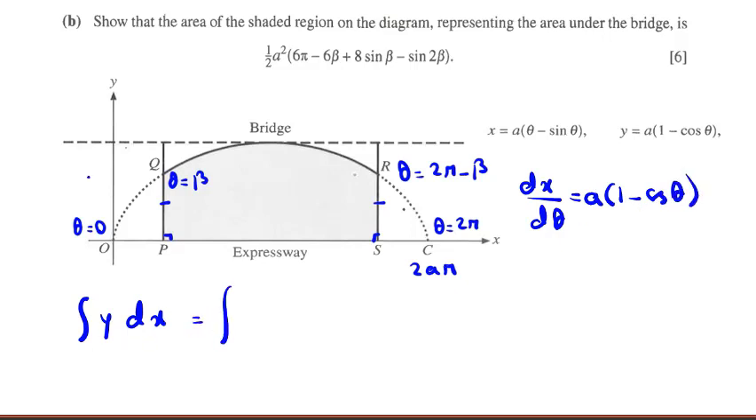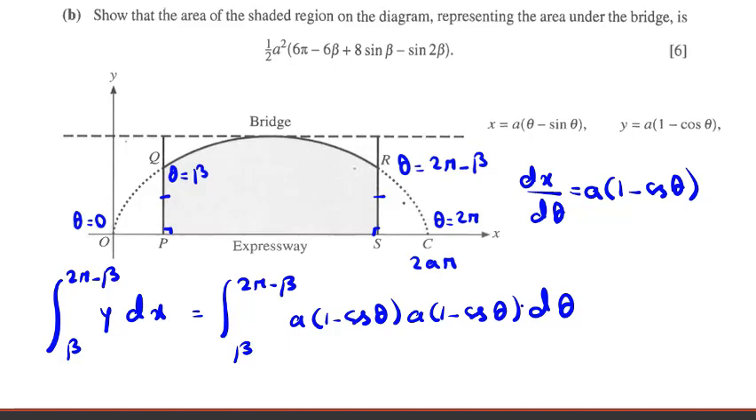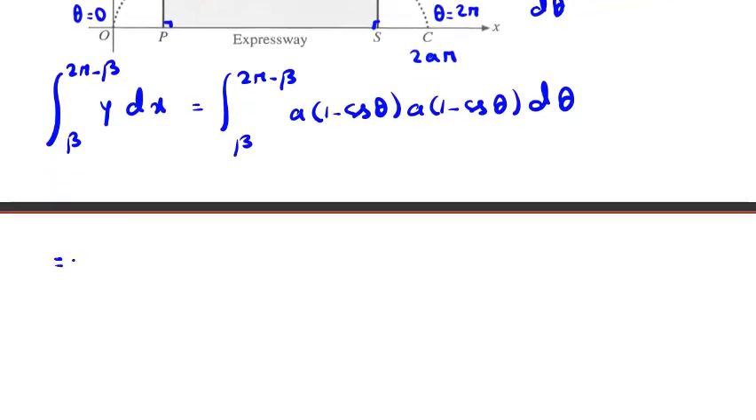So I should consider the antiderivative, evaluated from beta to 2 pi minus beta. y is a times (1 minus cos theta). dx is a times (1 minus cos theta) d theta. So we should calculate this. It will be what?